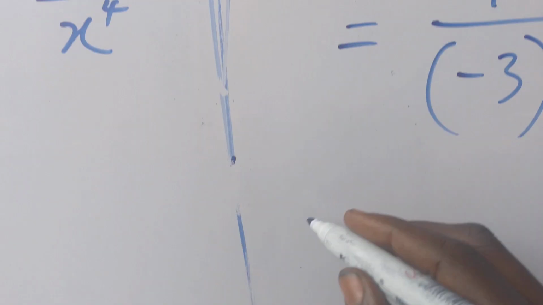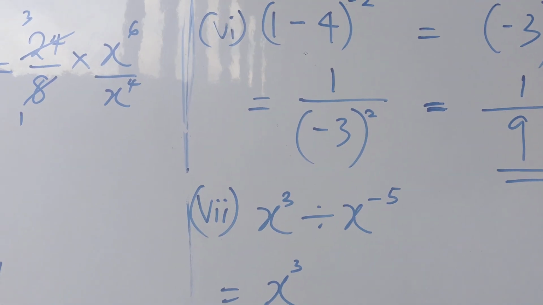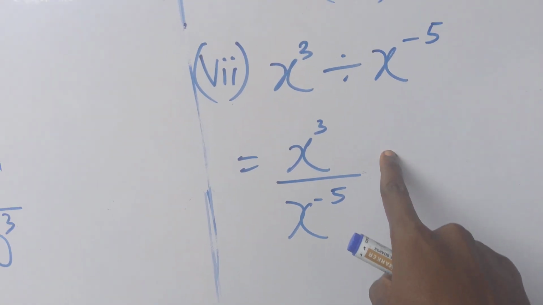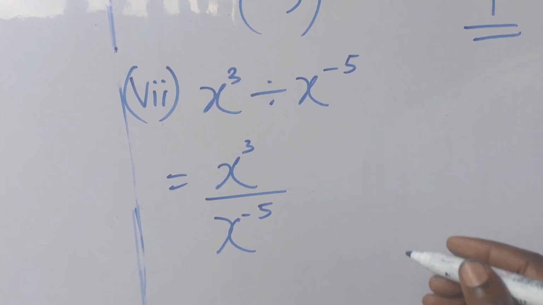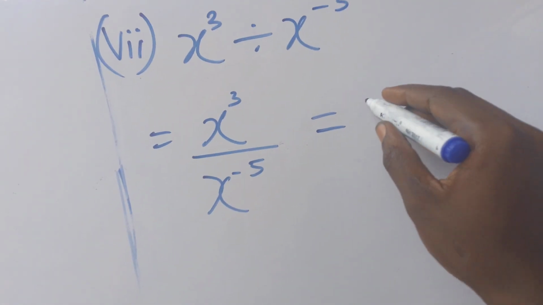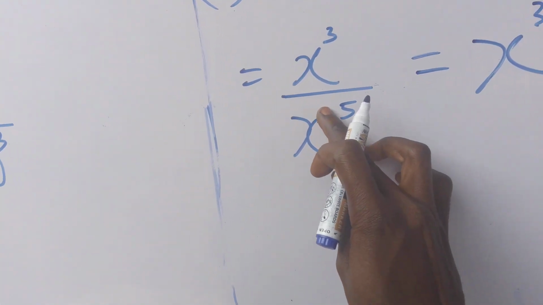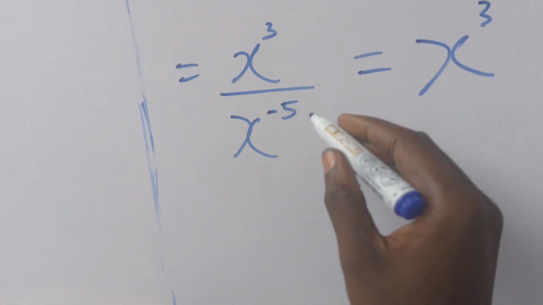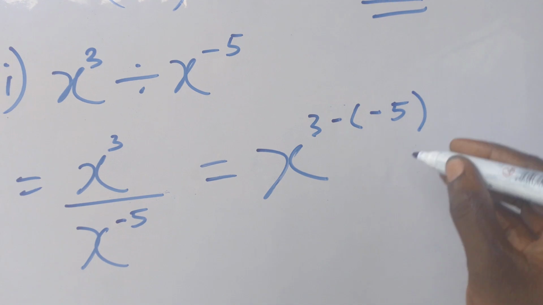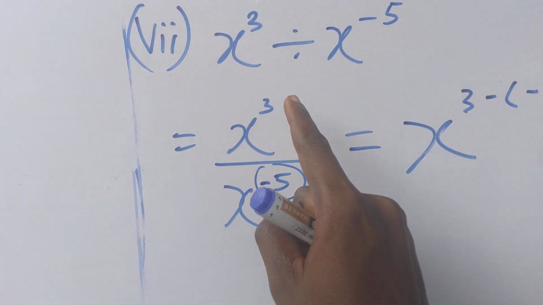Roman figure 7 is x raised to power 3 divided by x raised to power minus 5, which is x raised to power 3 over x raised to power minus 5. So I will subtract this power from this one. I'm taking a common base, that is x raised to power 3. Subtracting this, the power is negative, negative 5. Subtract the whole of this from this. I'm subtracting the whole of this from this one.